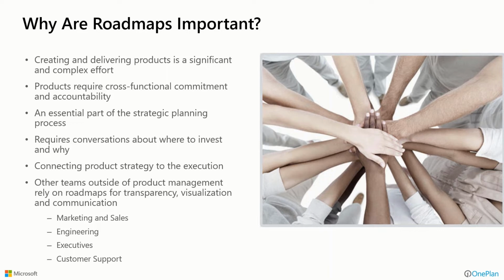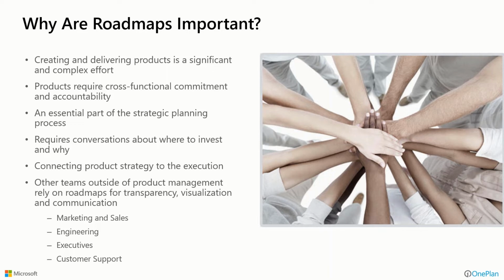It really is the conduit, or the point where we take that strategy and it transitions over into execution on the things that we're going to deliver by these product teams as we develop these products and bring them out to market. The other key important thing from a communication perspective is it's relied on by other parts of the organization outside of product management. For example, having transparency, visualization, and communication is important for marketing and sales, being able to share with their customers or prospective customers what's coming and what's in the plan.